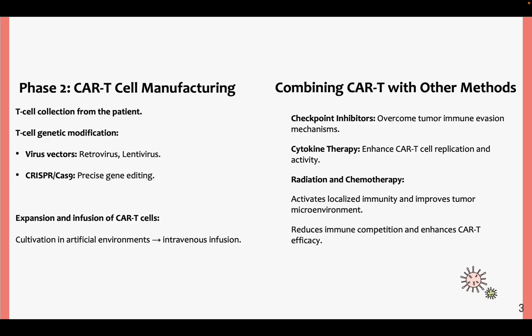The doctors can combine CAR T cells with other methods such as checkpoint inhibitors, cytokine therapy, radiation, and chemotherapy. The checkpoint inhibitor can overcome the tumor's immune evasion mechanism, cytokine therapy can enhance CAR T cell replication and activity, and the last one, radiation and chemotherapy, can reduce immune competition and enhance CAR T efficiency.